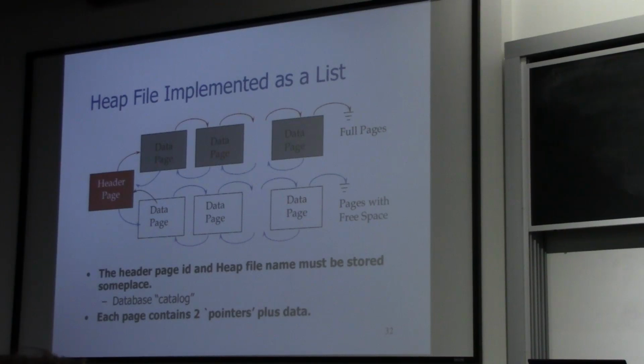This is alternative number 1, heap file implemented as a list. The way you understand this is as follows. For each heap file, typically in a DBMS, every single table goes to a single heap file. So student table will have a student heap file on disk. Enroll table will have an enroll heap file on disk, so on and so forth. Okay? Imagine this is one particular heap file.